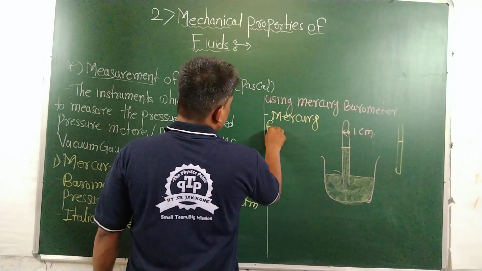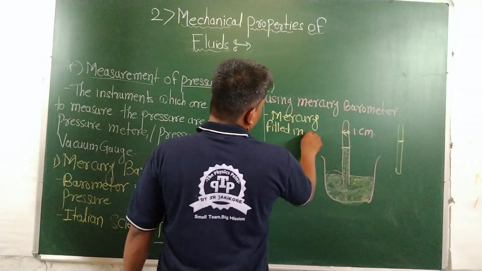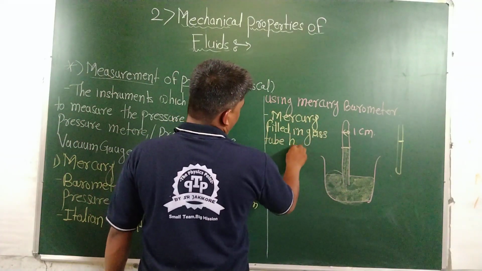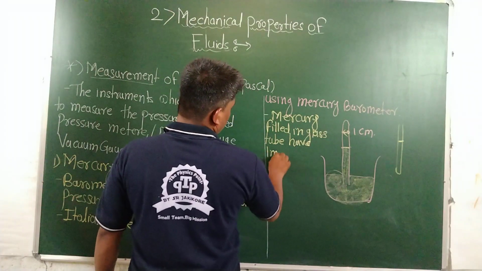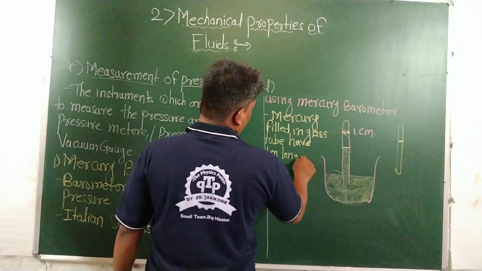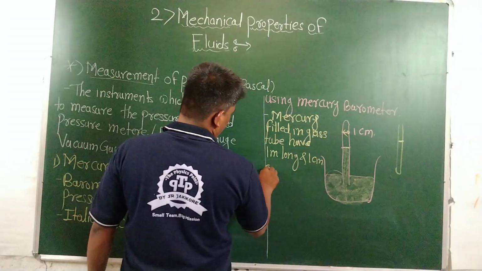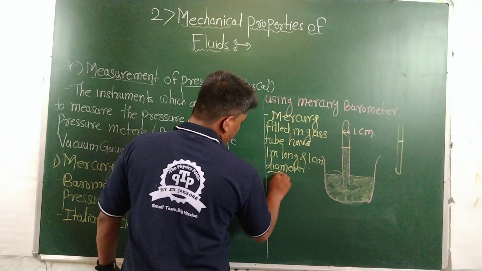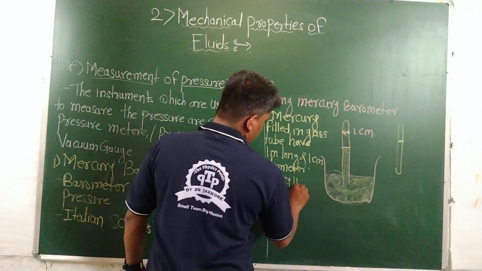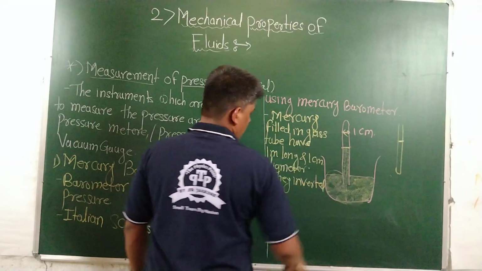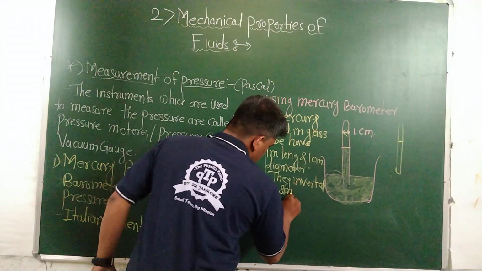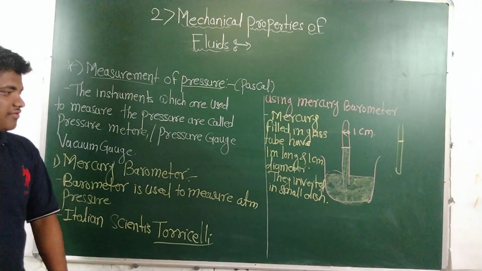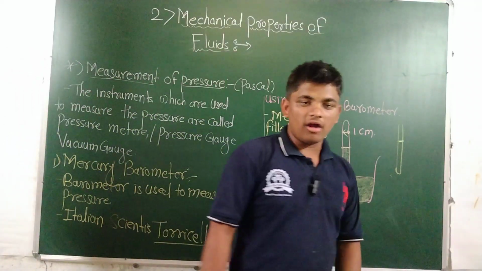Mercury is filled in the glass tube, which is 1 meter long and 1 centimeter in diameter, and it is inverted in a small dish. This is all about the construction of the mercury barometer.